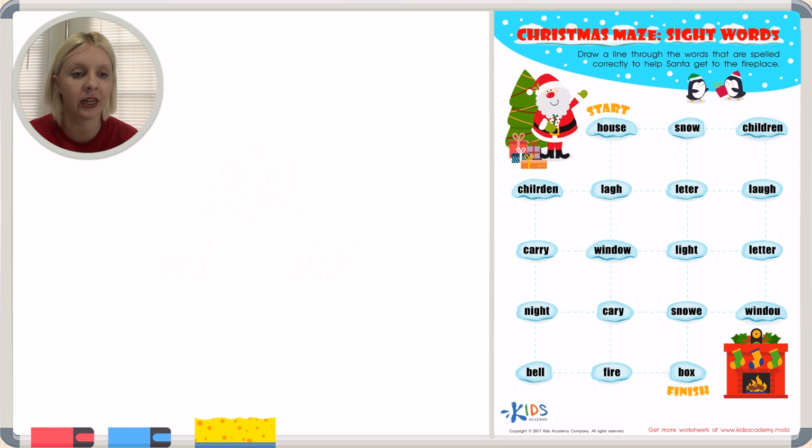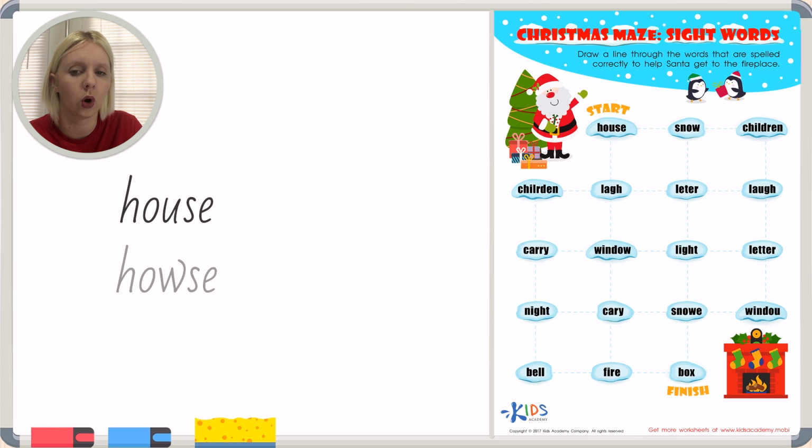So let's go ahead and get started with our worksheet, and we're going to start with the word house, okay? And this is an example of a sight word that doesn't really follow the rules. Let's write out house in a couple of different ways. H-O-U-S-E or H-O-W-S-E. Okay, and let's look at this. Which way do you think is the correct way of spelling house?